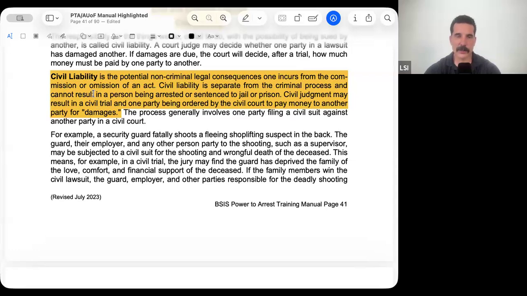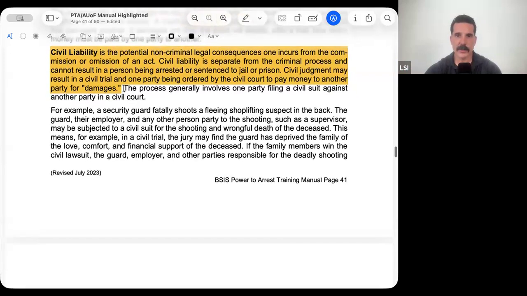So basically, civil suits are when somebody sues you or takes you to court to try to get payment for damages. That's different from criminal liability. Criminal liability is where you pay fines or you go to jail or something like that. That's a different thing. All right, and then it continues.